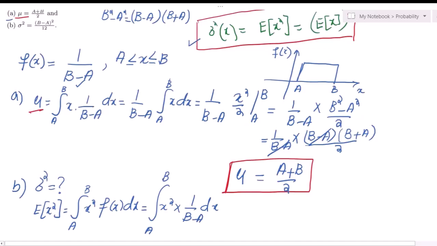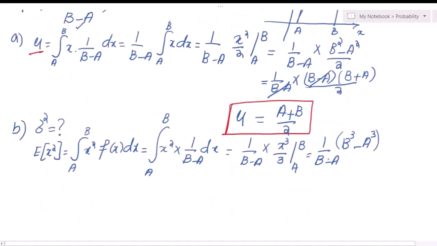Okay, so let me solve it. It will be 1 over b minus a multiplying it, integrating this one, it will be x cube divided by 3 from a to b. Or it would be 1 over b minus a, times b cube minus a cube. Okay, so this is what we have now. These are multiplied together.